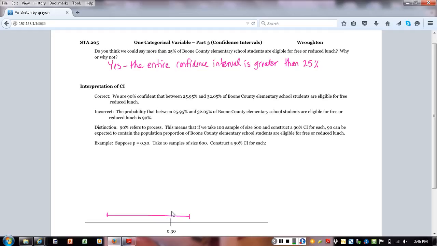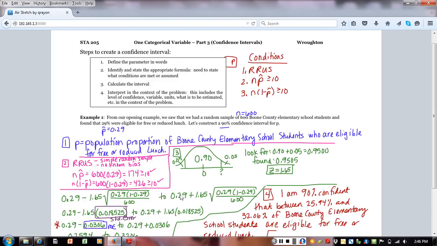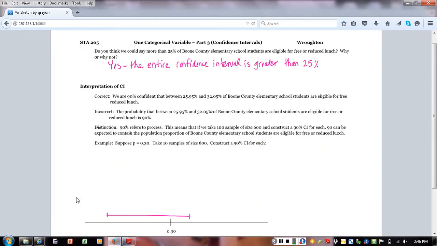Well, if you went out and took a sample of 600 Boone County elementary school students, would you find exactly 29% were eligible for free or reduced lunch, or could your number be different? Okay, your number could be different, which means you're going to get a different interval when you're done too, right? So maybe you construct your interval, and your interval goes from there to there. Does yours contain 0.3? Yep, so yours is a good interval as well.